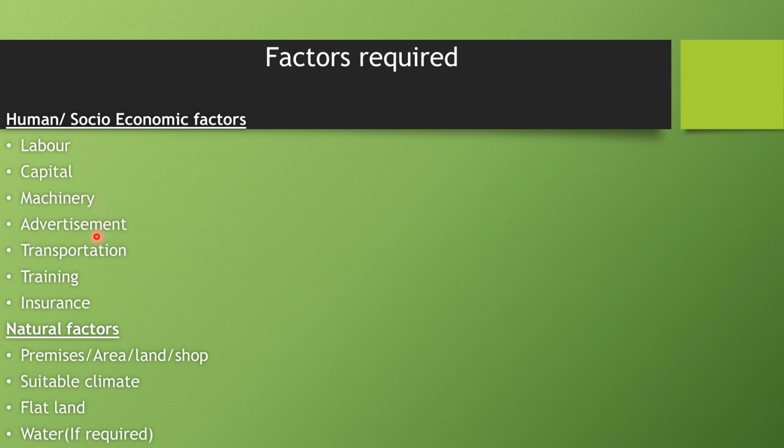required. Once the product has been produced, it needs to be advertised. So advertisement is required. Once the product has been produced, it needs to be transported to the market. So transportation is going to be required. Insurance of the products is also going to be required, so that is another factor. And training to the labor so that the efficiency of the labor can increase is another important factor which is going to be required once we talk about industrialization.